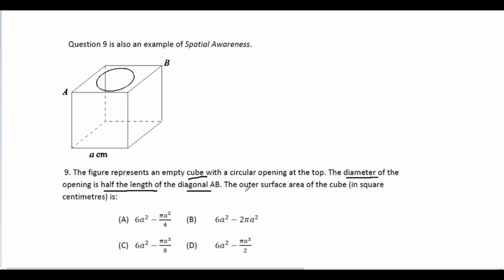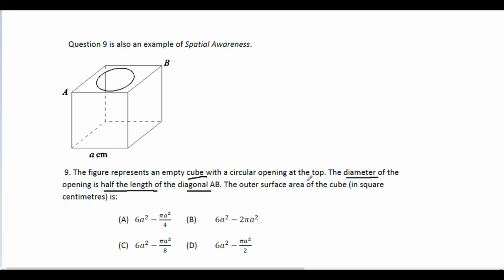Okay, so how do we determine surface area of a cube? It is the number of sides times length times breadth, right? But since it's a cube, it's the same thing. That's why we have 6 multiplied by a squared, because the side is a centimeters, so it's a squared times 1, 2, 3, 4, 5, 6 sides. Okay, but you notice that this negative over here is just the circle that's being cut out of our surface area. Okay, so how are we going to determine the surface area of our circle?